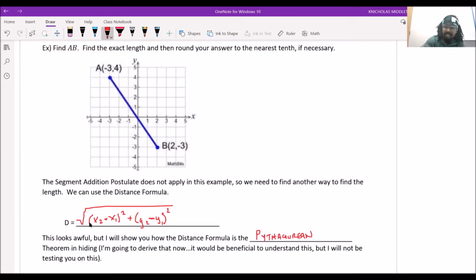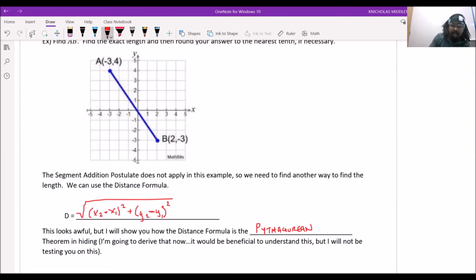They asked us to find this length using our formula. I am going to plug in my values, and I like to organize myself. So I have x1, y1, x2, y2. I'm going to do x2, which is 2, minus -3, so that's plus 3, squared. And that'll be plus y2, which is -3, minus y1, which is 4.